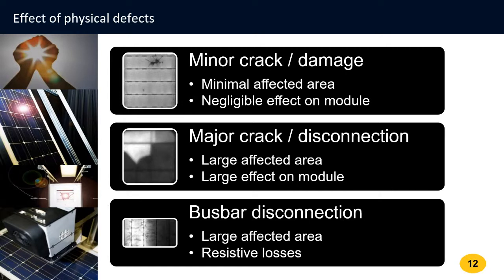There are other such problems such as localized heating, which can then further degrade the module. So it's not just about the net effect on the IV curve or the power output, but there's also power dissipation due to increased resistance.